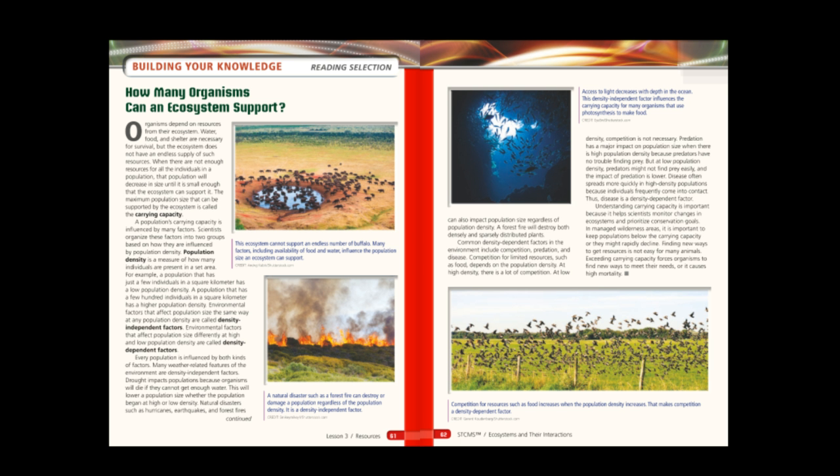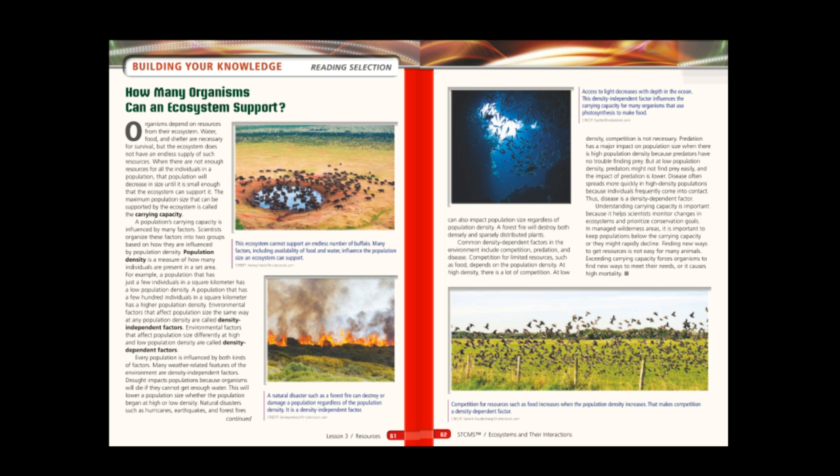Many weather-related features of the environment are density-independent factors. Drought impacts populations because organisms will die if they cannot get enough water. This will lower a population size whether the population began as a high or low density. Natural disasters such as hurricanes, earthquakes, and forest fires can also impact population size regardless of population density. A forest fire will destroy both densely and sparsely distributed plants.